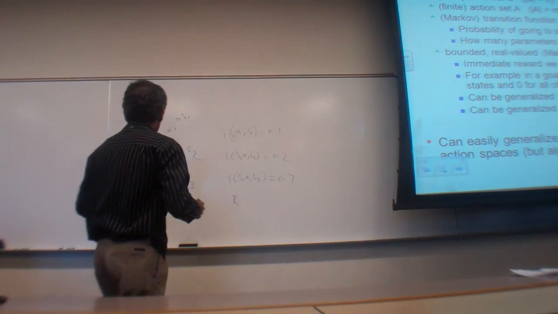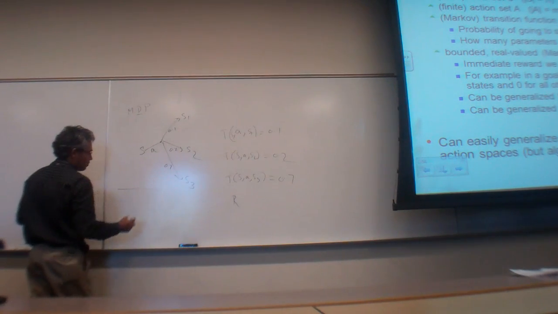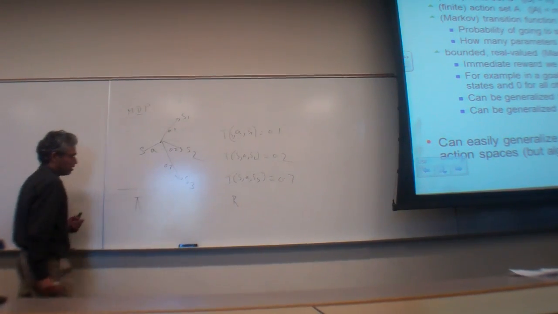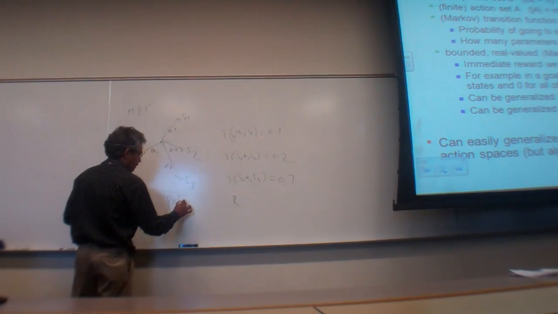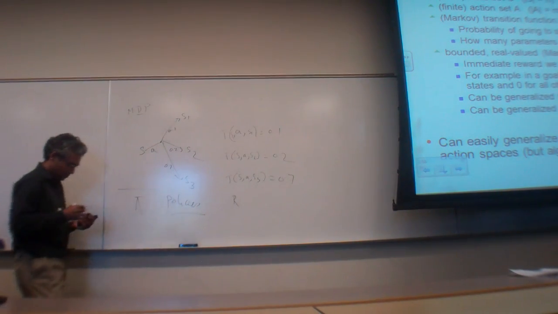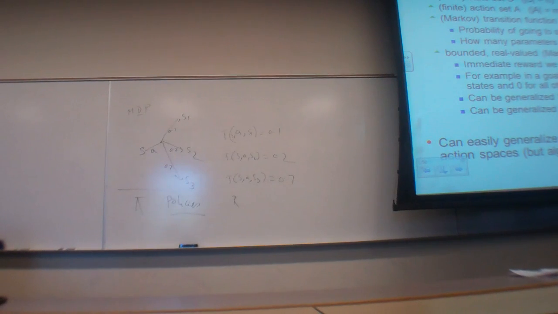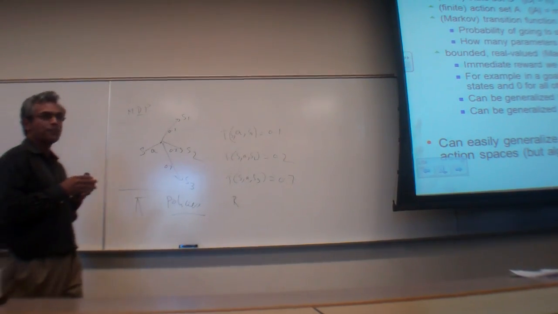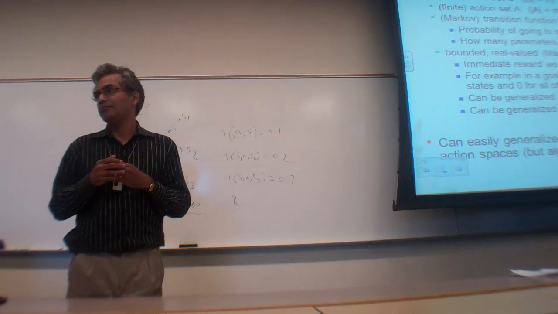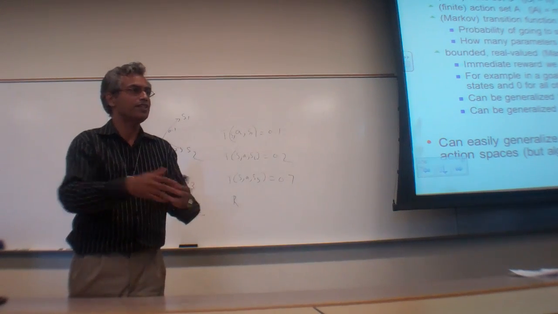Okay, and the solutions for Markov decision processes are called policies. And a policy essentially maps a state into an action. So if you're in this state, do this action. If you're in this state, do this action.